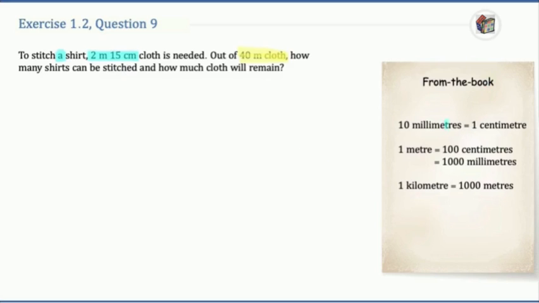So first is about millimeter, centimeter. We don't want this. Then meter and centimeter right here. So 1 meter is equal to 100 centimeters. This is what we're going to use. Let's see how this helps us.